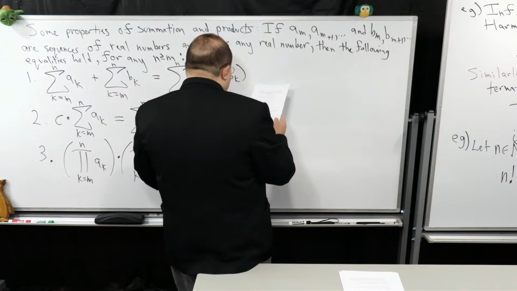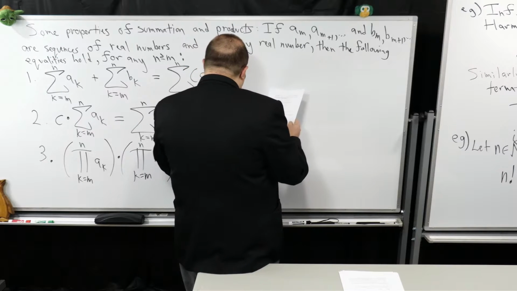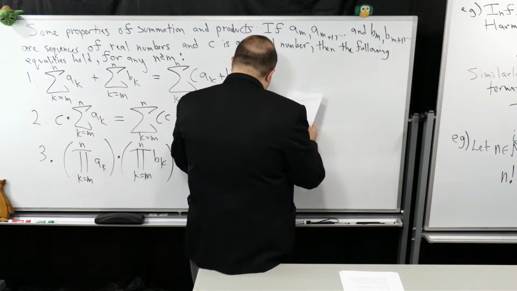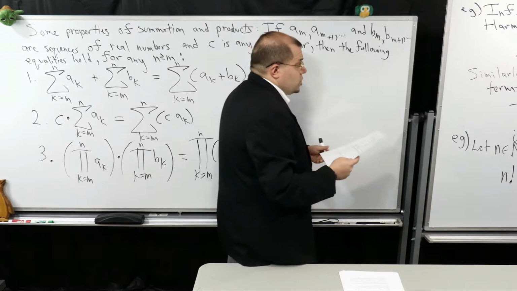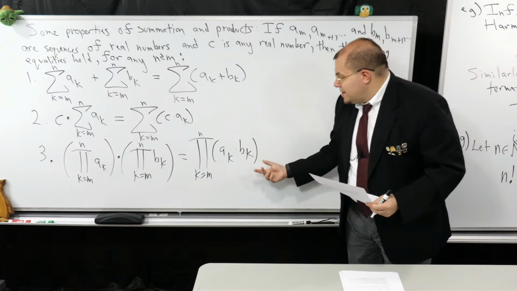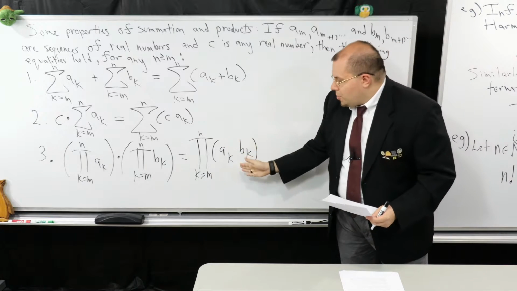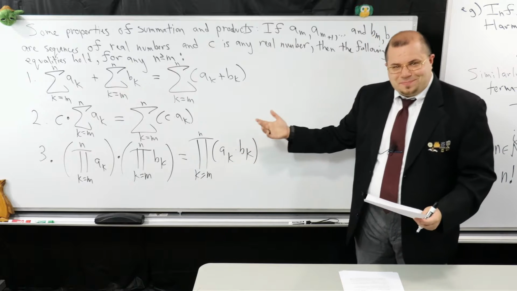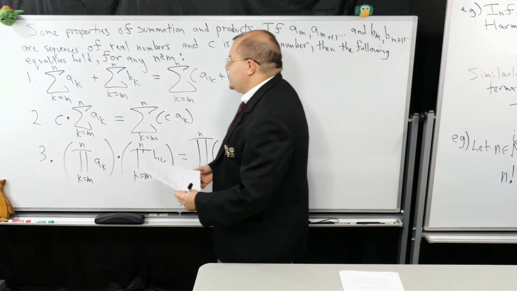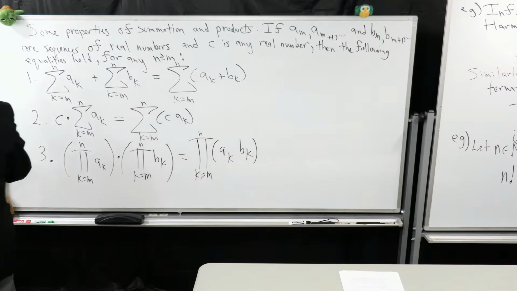Again, if you're not convinced by this, just write out what these series would be and rearrange terms using associativity. So you'll notice that now I can distribute over a product using this. So these are just a few properties I wanted to point out for you.